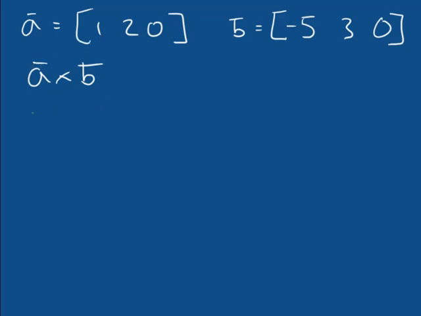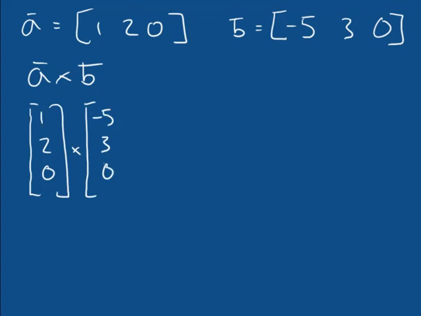So to do that, I'm going to write my vector A. So I have 1, 2, 0, crossed with B, minus 5, 3, 0. And we know the first thing I need to do is write another copy of these directly beneath my first set. So I've written another copy of each vector directly beneath the first set.